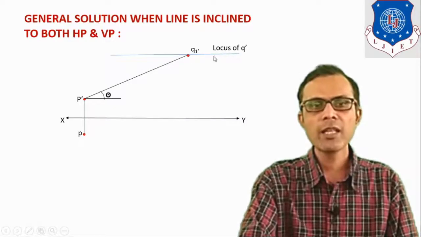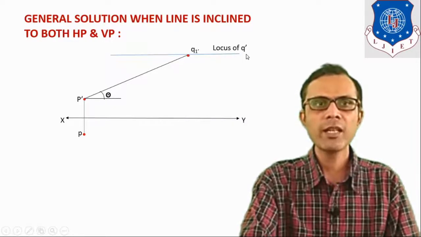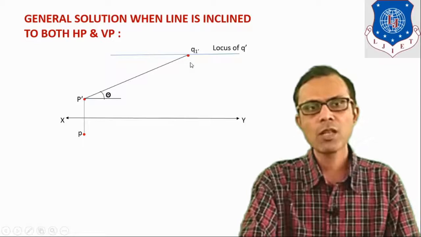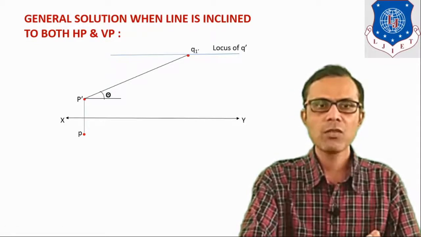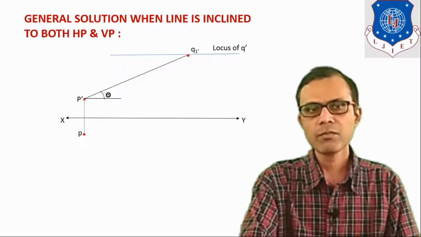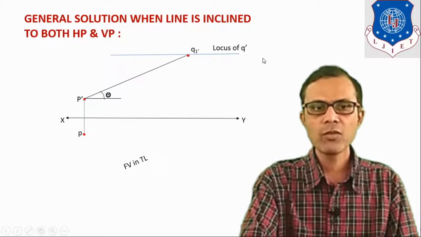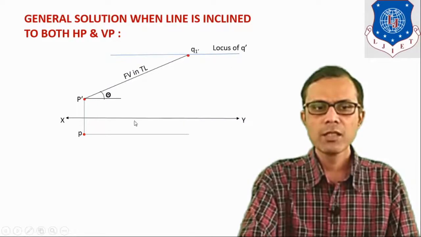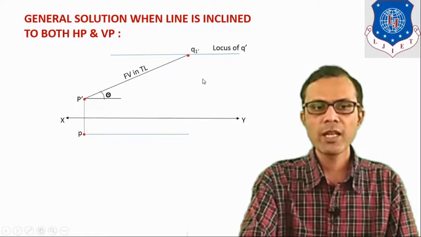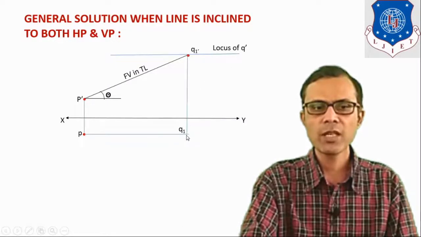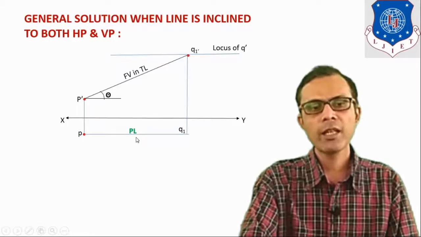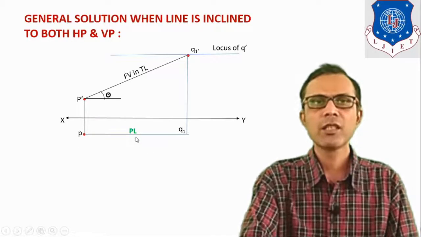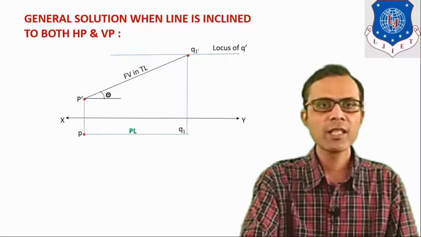From Q1 dash, draw the horizontal line. That horizontal line is the locus of Q dash, and it indicates that on this locus line somewhere you will get the final location of Q dash. Now from the front view, draw the projection line. From P draw the projection line, and from Q1 dash also draw the projection line. This intersecting point is Q1, and PQ1 is the plan length, in short form written as PL.